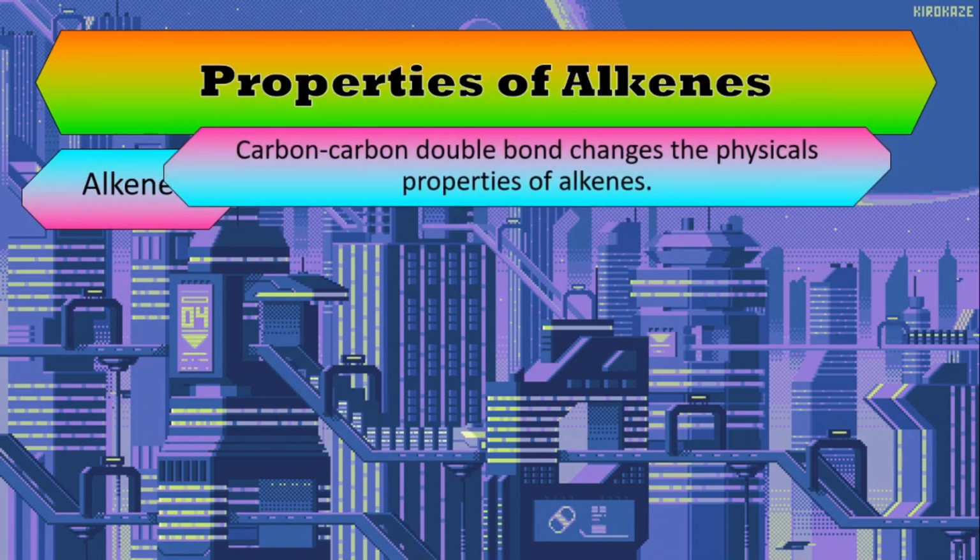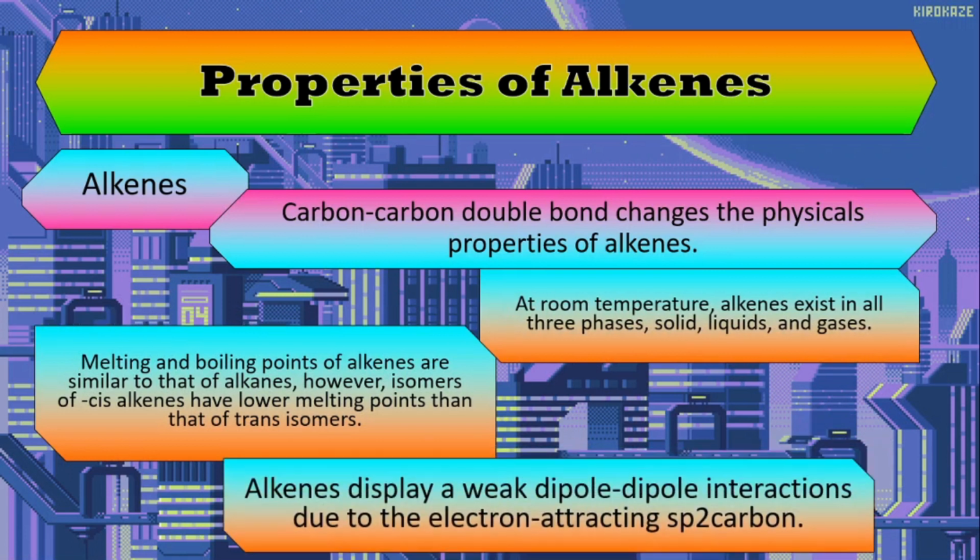Properties of alkenes. Alkenes have a carbon-carbon double bond, which changes the physical properties of alkenes. At room temperature, alkenes exist in all 3 phases: solid, liquid, and gas. Melting and boiling points of alkenes are similar to that of alkanes. However, isomers of cis alkenes have lower melting points than that of trans isomers. Alkenes display weak dipole-dipole interactions due to the electron attracting sp2 carbon.